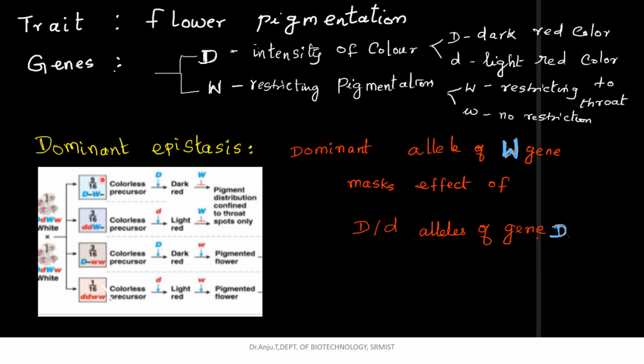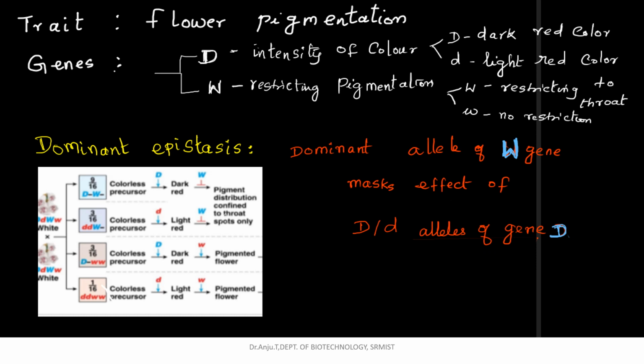So in dominant epistasis, the dominant allele of the W gene masks the effect of the other gene, whether it is in the dominant or the recessive form.